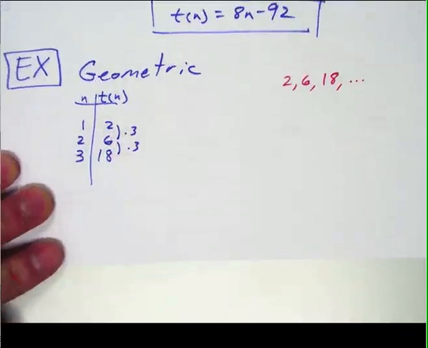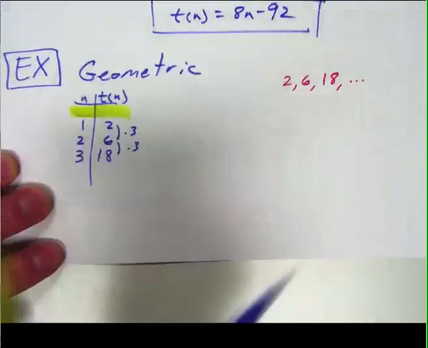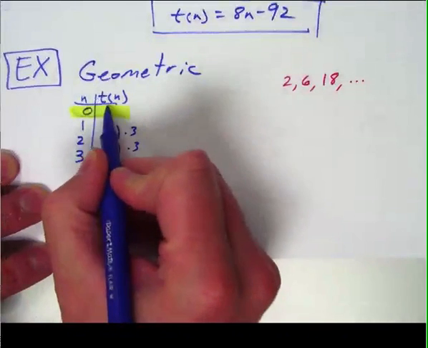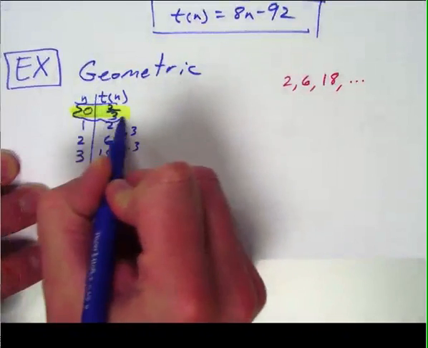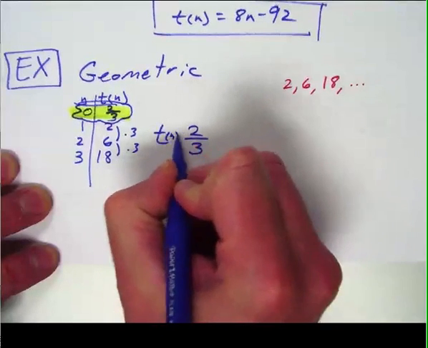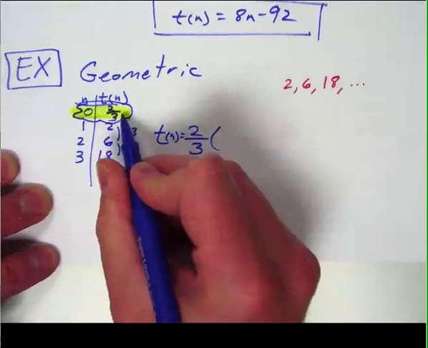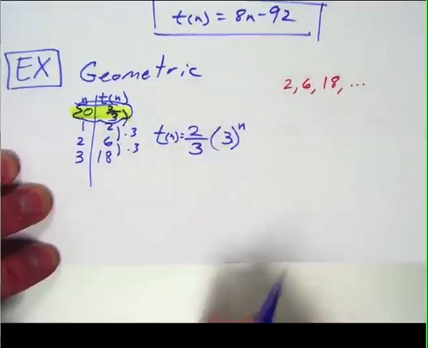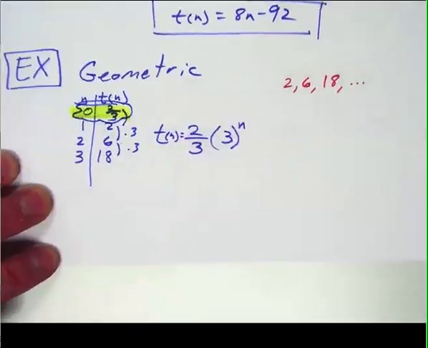You know you need what it starts at and what it goes by, so I can say, okay, what does it start at? It starts right there. The zero term would be divide by 3 to go backwards, so that would be 2/3. So T of n equals 2/3, and then what's happening to the 2/3 is it's multiplying by 3, multiplying by 3. So times 3 to the n power, because repeated multiplication is exponential.